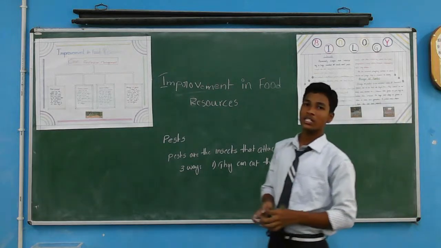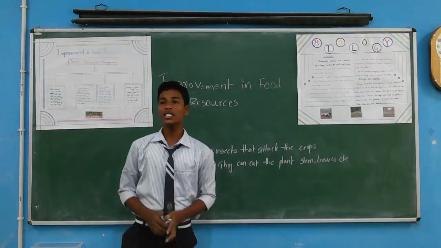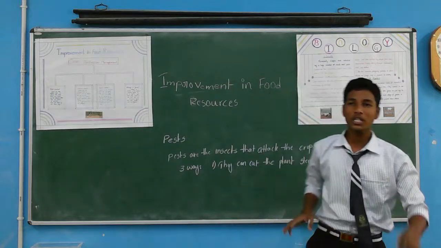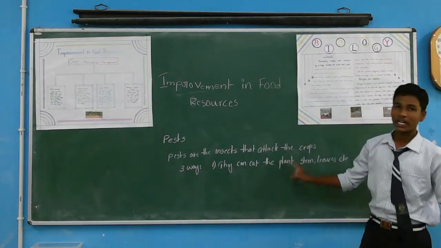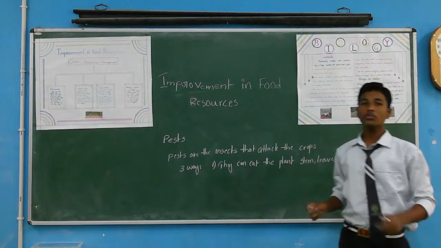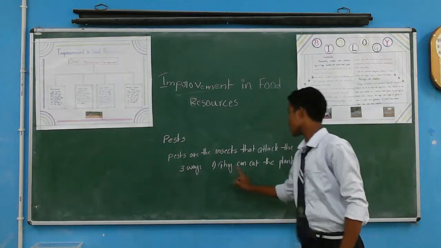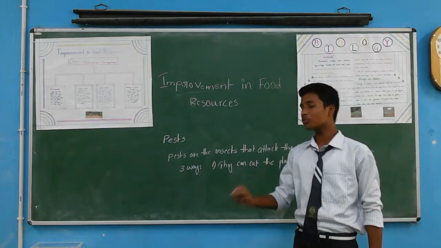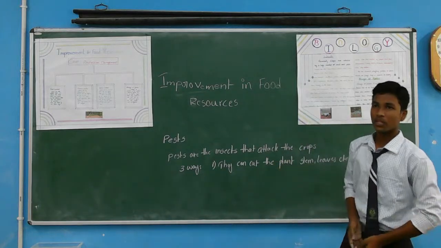When we observe some plants, those plants' leaves have some holes. Why? Because those holes occur when these pests attack the plant. So in this first way, they cut the plant stem and leaves, and those holes occur due to these pests. Then the second one.